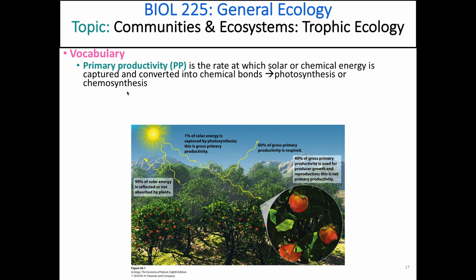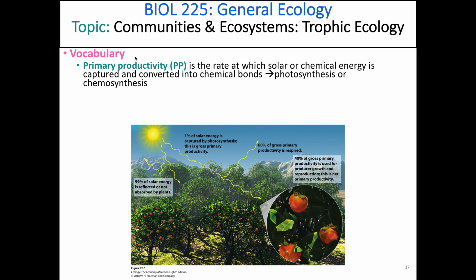So first is primary productivity, or PP. Primary productivity is the rate at which solar or chemical energy is captured and converted into chemical bonds. So we've learned about this already. This is photosynthesis. We haven't talked about chemosynthesis, but chemosynthesis also happens particularly down in deep sea vents. Certain organisms are able to convert methane into sugars, just like plants are able to convert carbon dioxide into sugars.